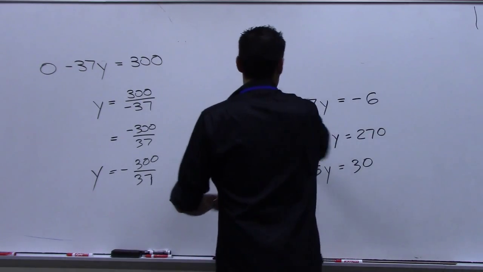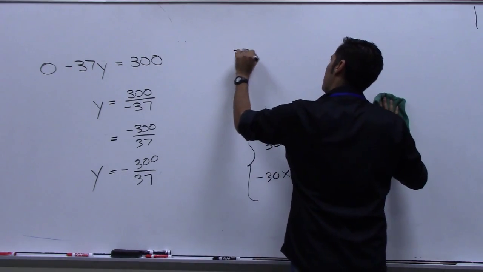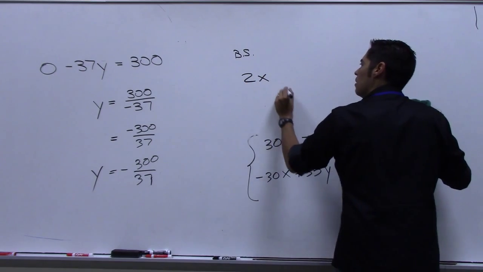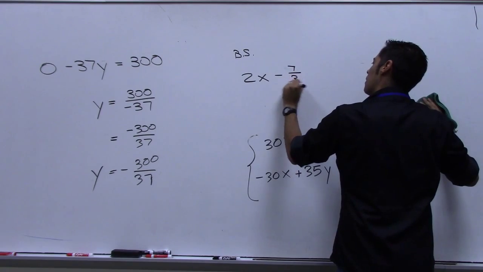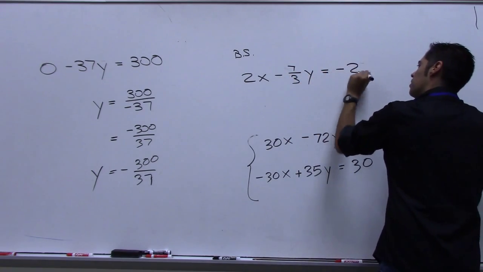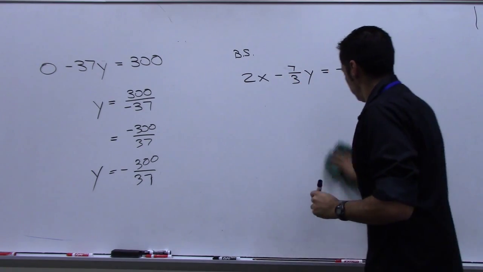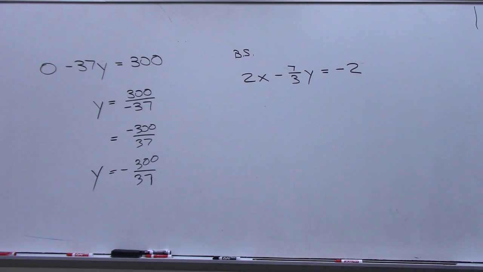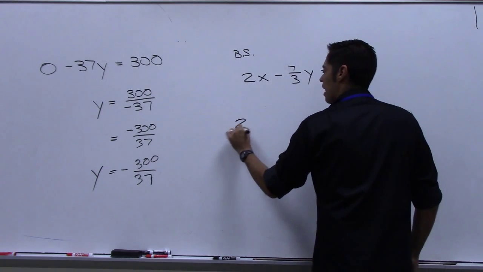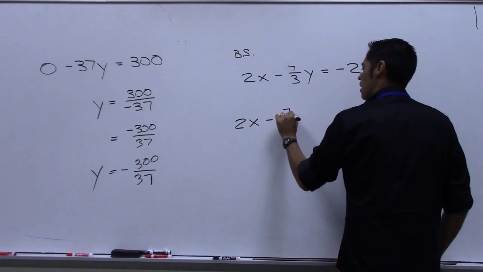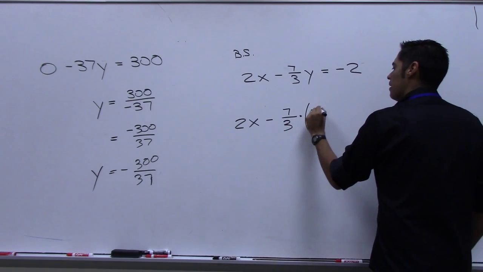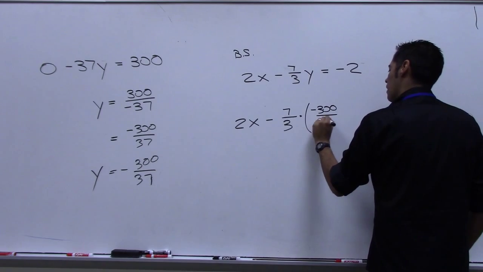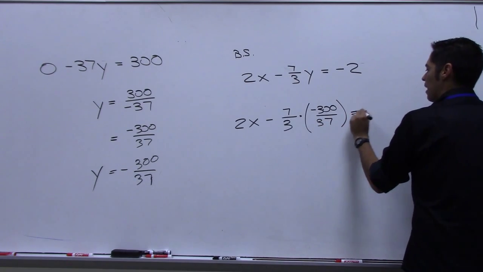Okay, so it was the back substitute step. It was 2x minus 7/3 y equals negative 2. And I'm replacing y with negative 300 over 37. So 2x minus 7/3 times negative 300 over 37 equals negative 2. Ugh.